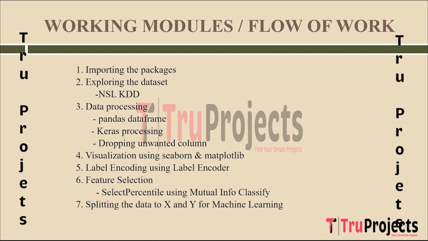Splitting the data to X and Y for machine learning. This step involves dividing the dataset into input features X and target variable Y. X contains the independent variables used for prediction, while Y contains the dependent variable that the model aims to predict.